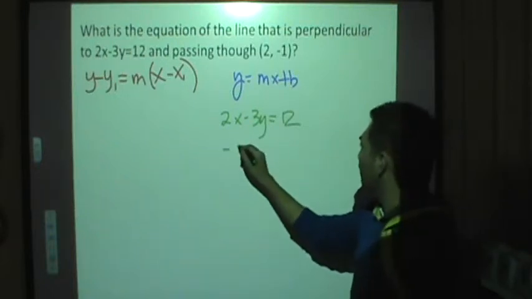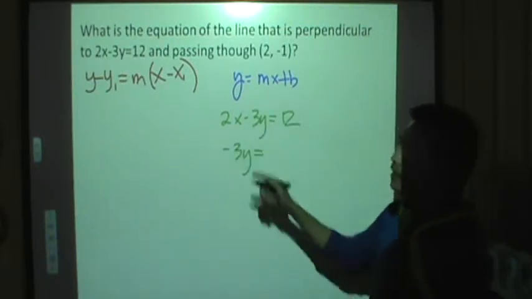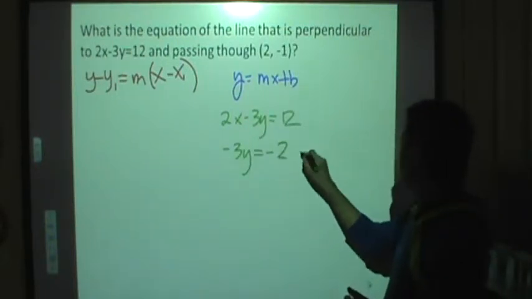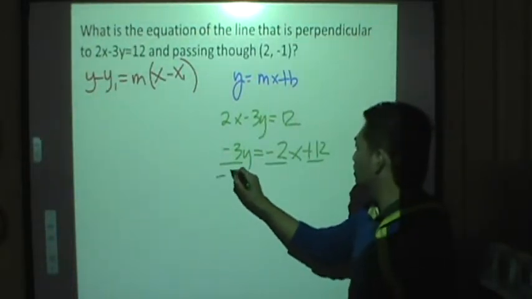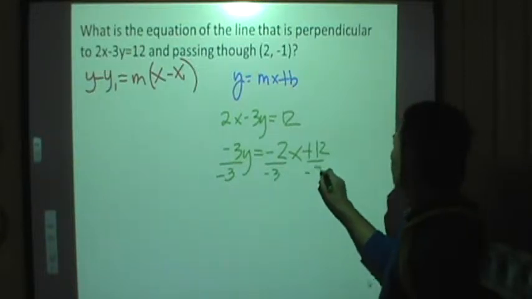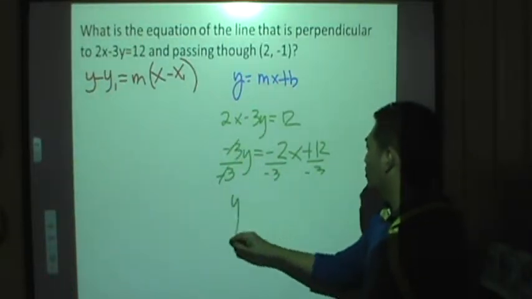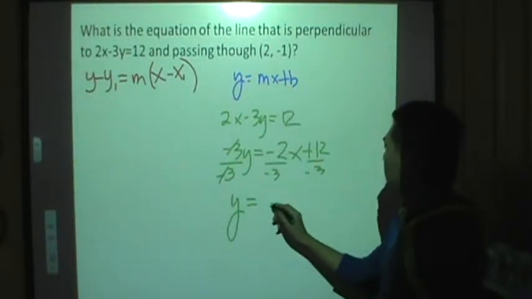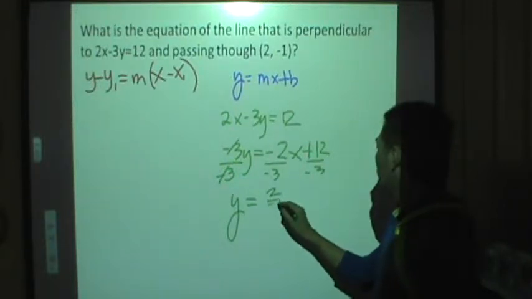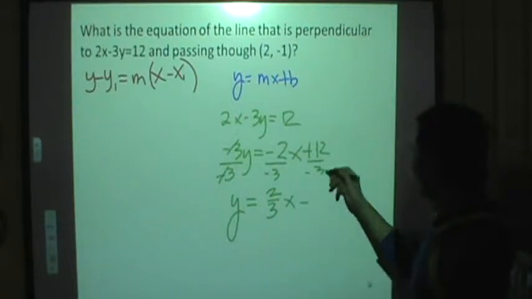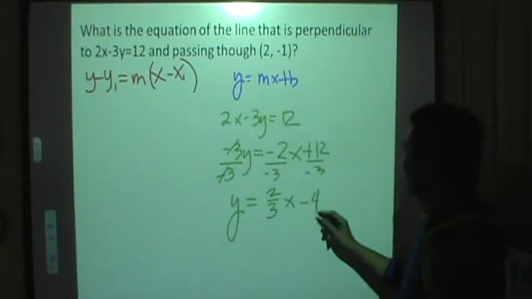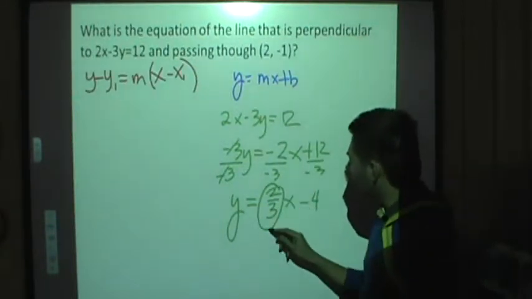So let's do it. Negative 3y equals, move that 2x over, becomes negative 2x plus 12, and then divide each term by negative 3 because we want to have y alone. Now you have y alone: negative divided by negative is positive, so 2 over 3x, and 12 divided by negative 3 is negative 4. And now our slope is this one.